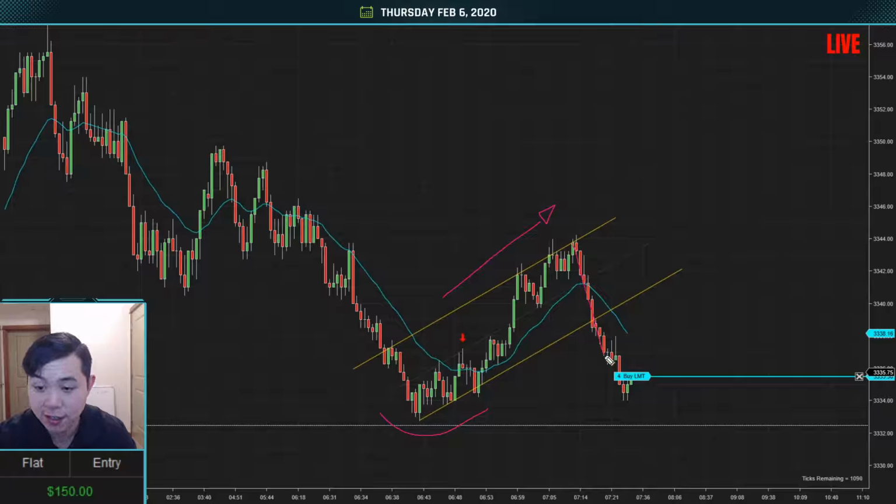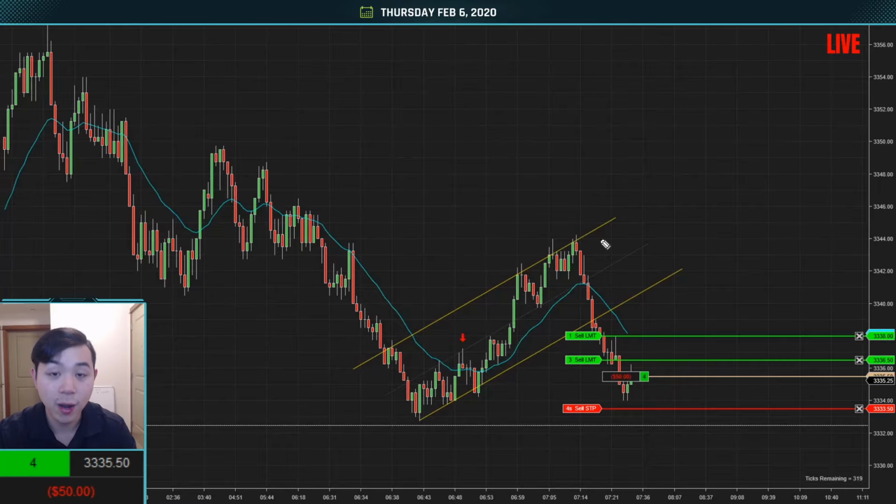And as you can see here, we do have that two-legged pullback, and I did miss the order. This should have been a stop order, and it should have swept us in the moment prices broke above. But I did miss it, and that's fine. So I'm going to put in a limit order to see if prices can back up and let us participate in this move.